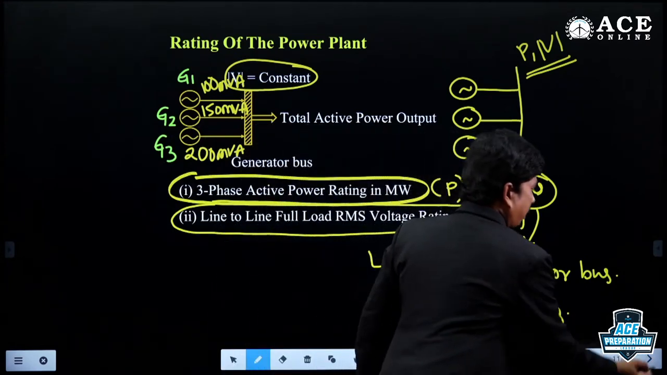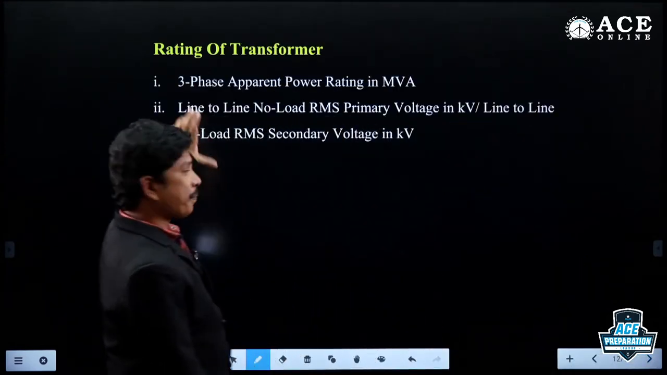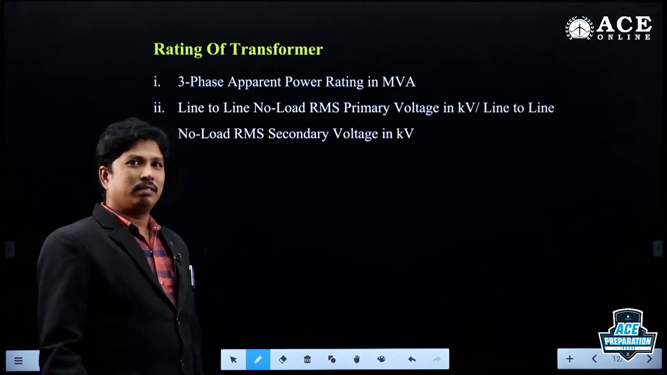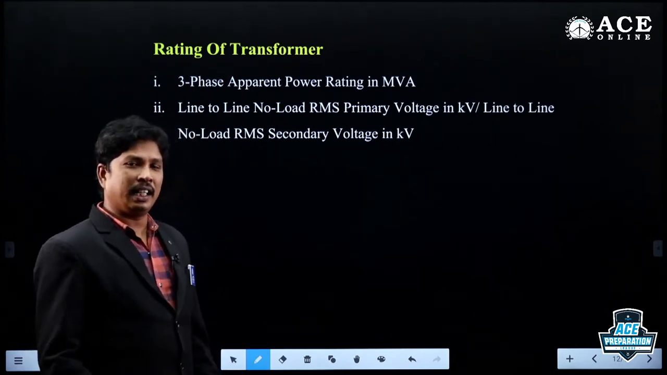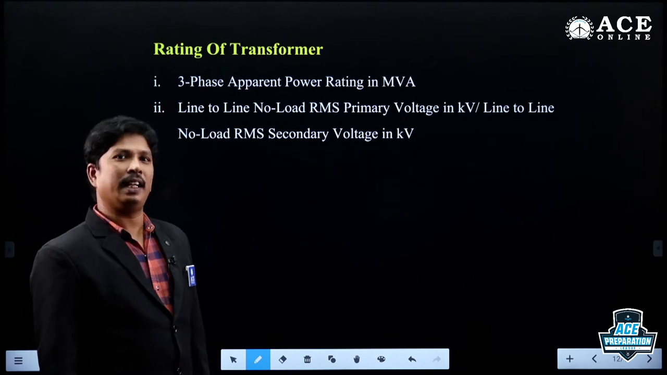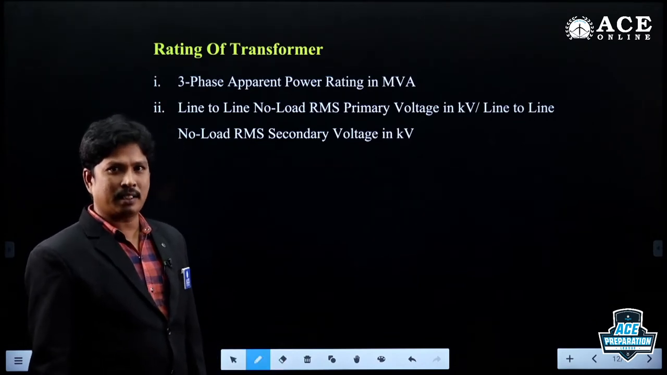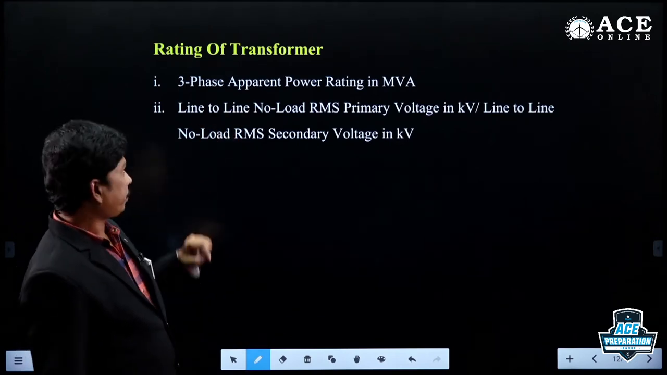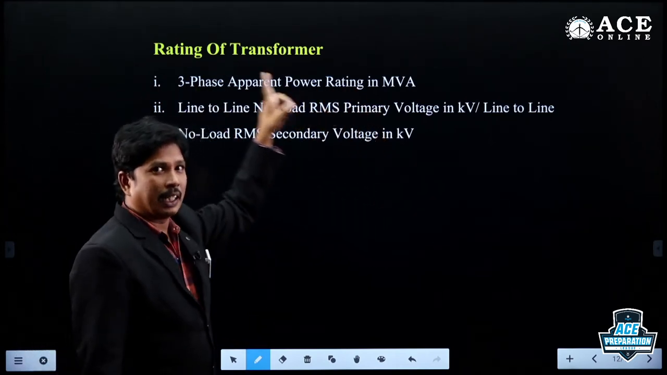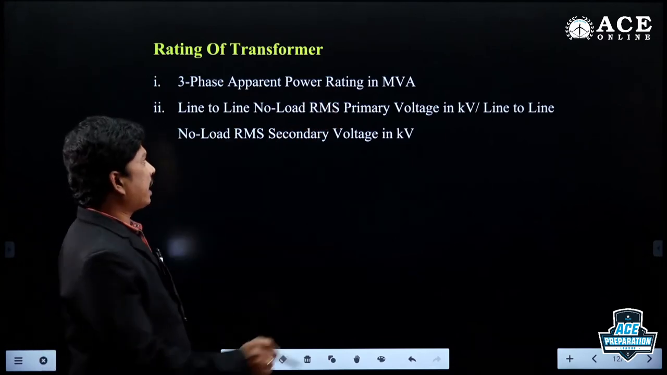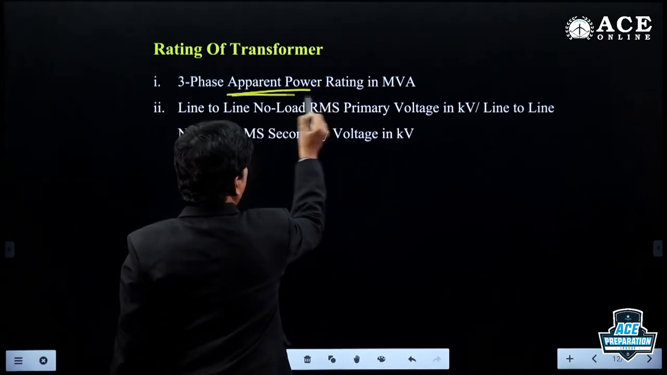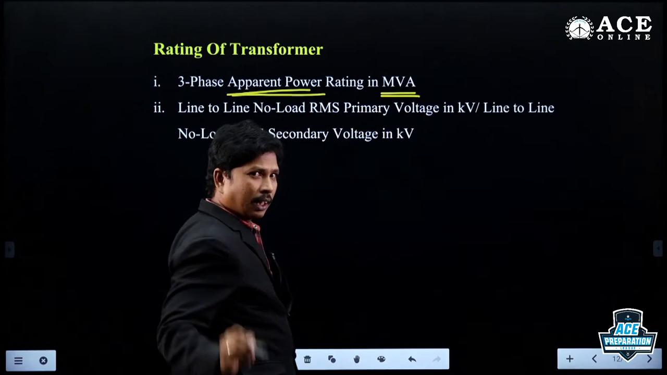Coming to the next element. What is the next element we have? One of the highly rated and highly important machines. We have discussed what the advantages of placing a transformer in the system are. It is a transformer. Again, the transformer is rated for apparent power rating in MVA.